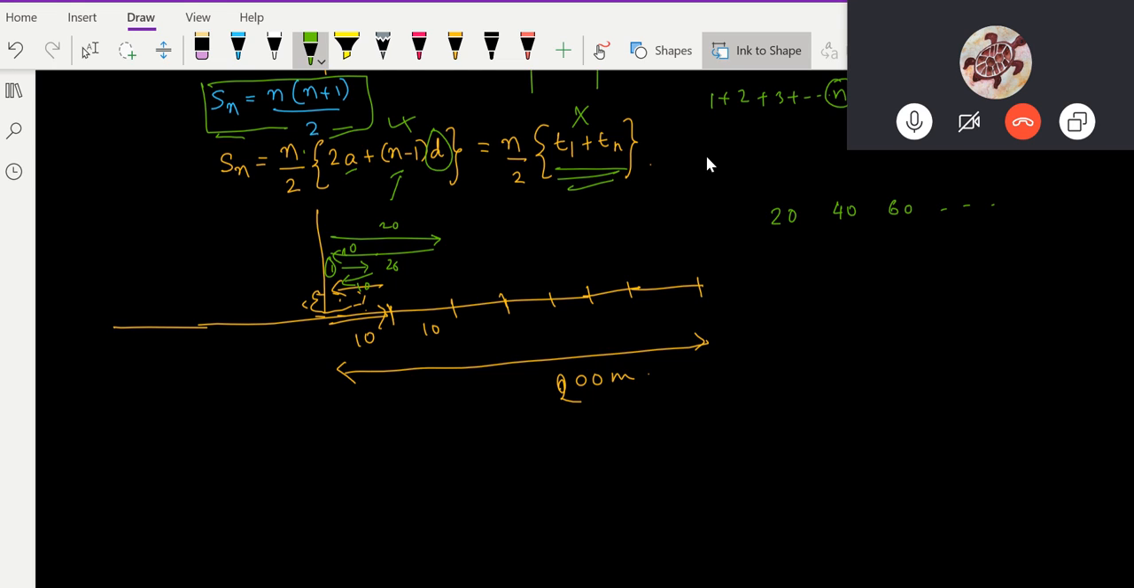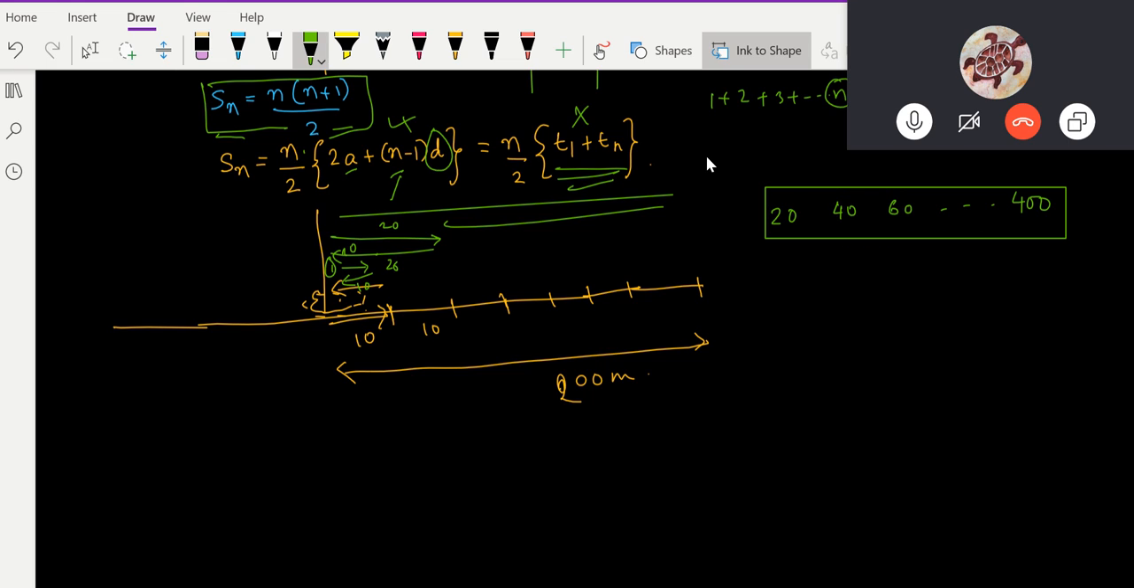For the last one, how much does he have to travel? 400. Very good. He has to go and come back. So go and come back: 200 plus 200, 400. This is the total distance he will travel, all plus, right? So how will you find this out?